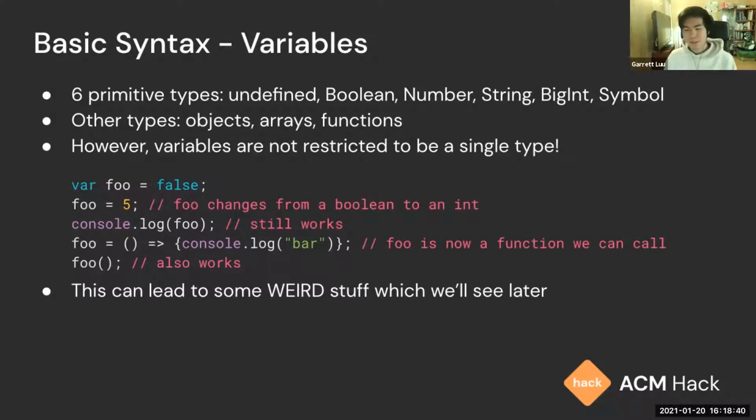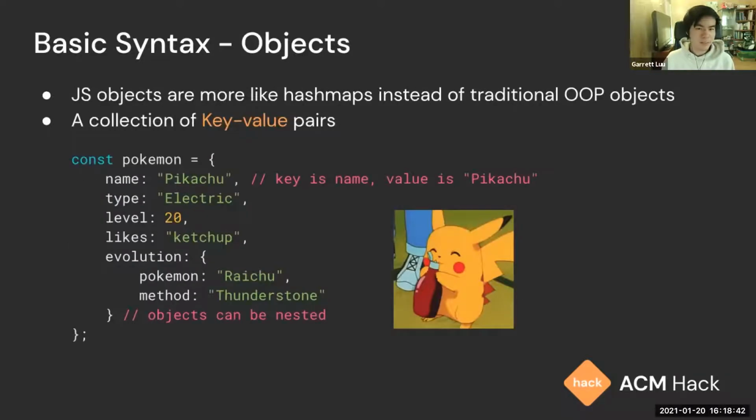All right. So next up, we have objects. So JS objects are definitely not Java objects. They're a little bit simpler. You can think of these more like hash maps. If you don't know what hash maps are, they're basically a collection of key value pairs that you can access in big O of one time, so constant time.